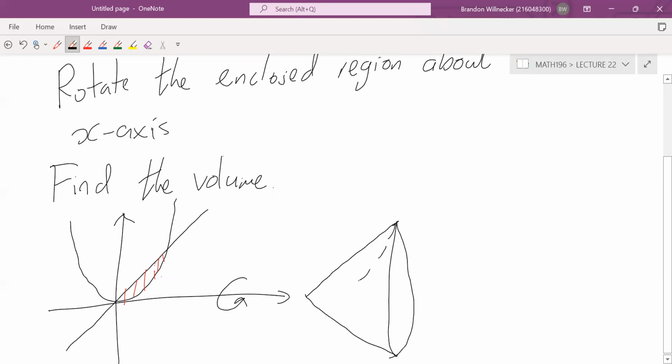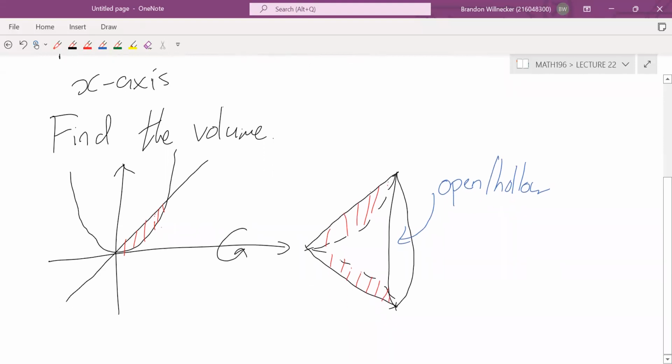It's going to have something like this. Okay, and then it's open on the inside here. So this is open or hollow, because that part is not included. This red part that gets rotated around, that forms the walls of this shape. So that's that part there. Okay, so we want to find the volume of the shape.